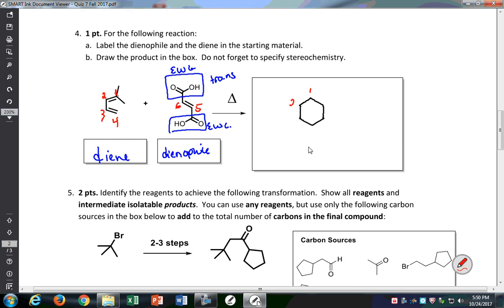So here's my 1, 2, 3, 4, and 5 and 6. So we formed a new bond between 1 and 6, and 5 and 4, and that pi bond between 3 and 4 had to be moved between 2 and 3, because otherwise 4 would have too many bonds. So there's my double bond, and here are my new carbon-carbon bonds. Does everyone see that?